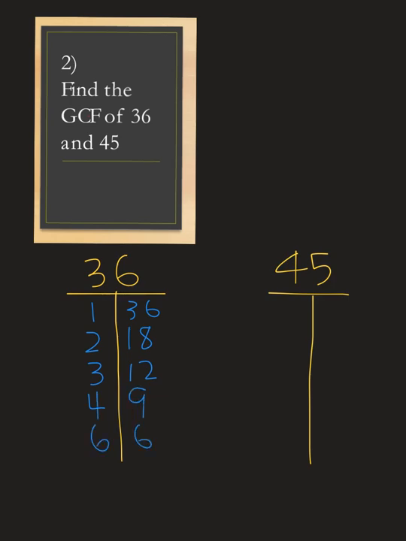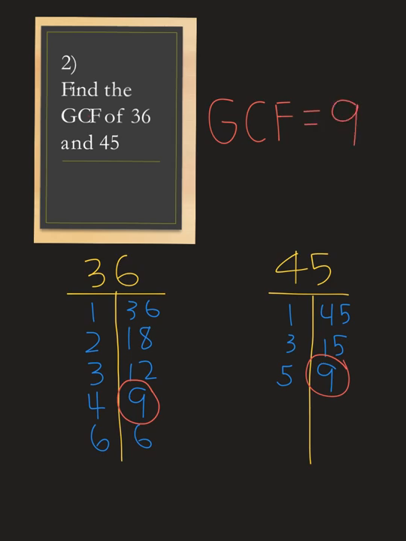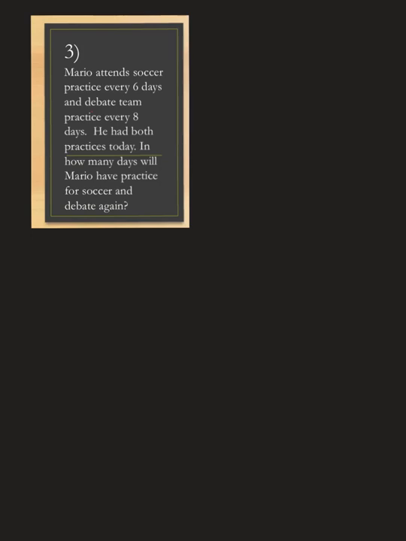Those are all of my factors of 36. Then my factors of 45 would be 1 and 45, 3 and 15, and then 5 and 9. So once I have all of my factors listed, I'm looking for my greatest number they have in common, my GCF, which would be the number 9. And we're done.